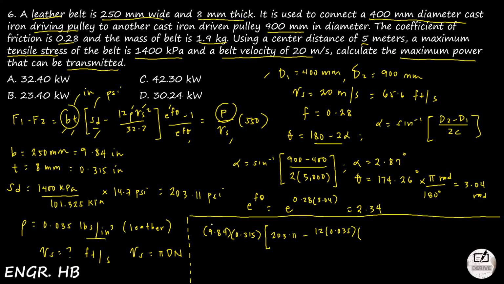So, ang bs natin in feet per second ay 65.6 squared divided by 32.2 times e^(fθ), which is 2.34 minus 1. So, sabihin natin 1.34 na lang siya. Divided by 2.34 is equal to power multiplied by 550 divided by bs, which is 65.6. So, ang power natin is in HP. Tapos, ang choices ay nasa kilowatts. So, convert na lang natin later.